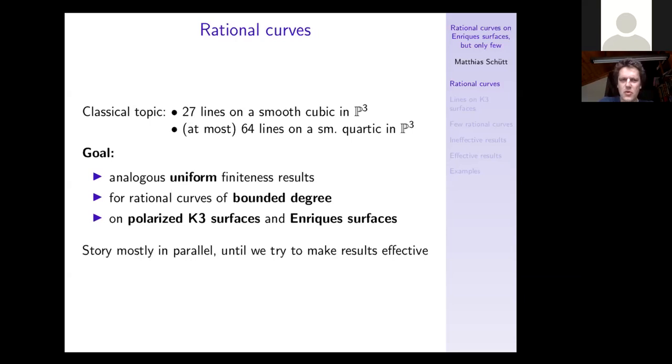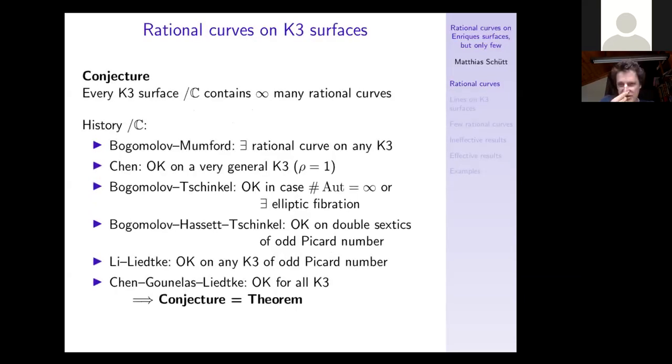Okay, so where to start? Let me tell you why I had this little extra statement in the title, "but only few". As probably all of you know, every K3 surface, at least over the complex numbers, although there's also some recent progress in positive characteristic, always contains infinitely many rational curves. This was a long-standing conjecture, and if I go through the history briefly, the first result in this direction was due to Bogomolov and Mumford, who proved that there is a rational curve on any complex K3. And then Shi-Chen proved that the conjecture is true for very general K3s, so the Picard number here had to be 1.